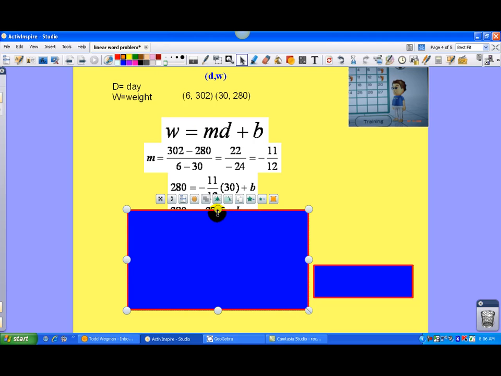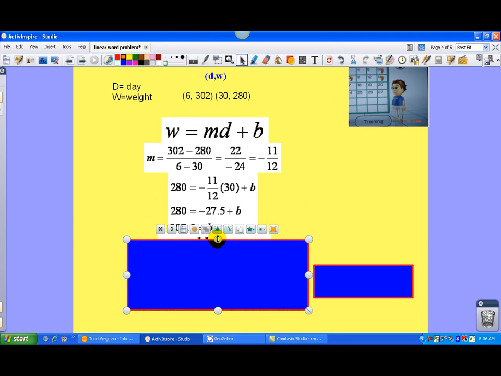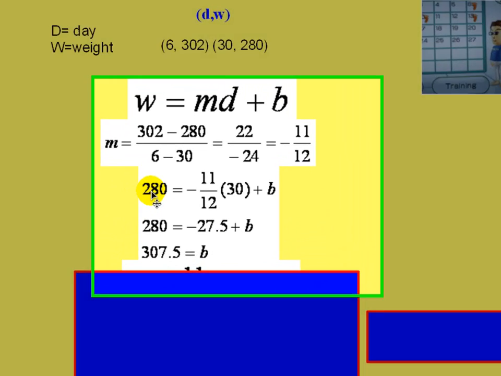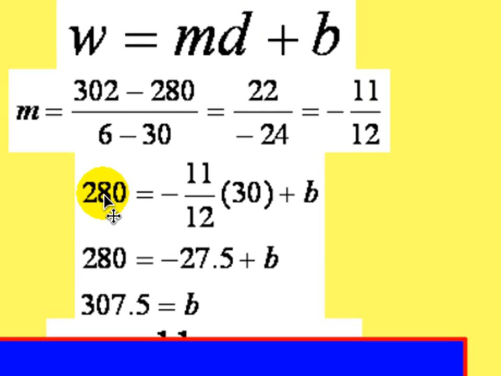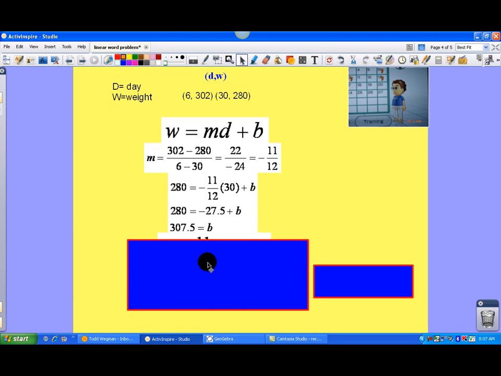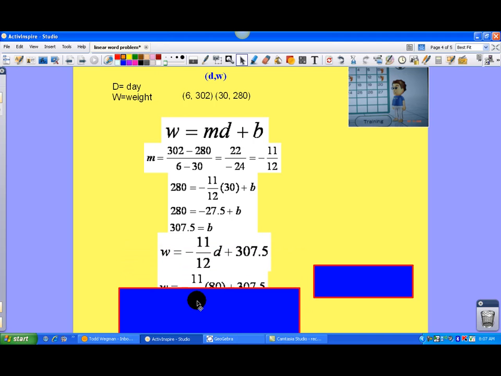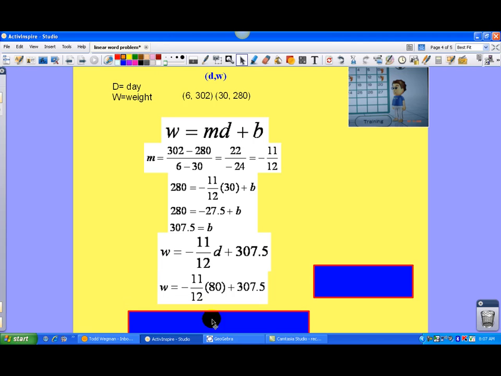I just happen to use the (30, 280), and I substitute into our equation where I replaced the w with the 280. I replaced the d, or the x value, with 30, and then here was our slope. We found that our slope was negative 11 over 12. And then once we have this, we just need to solve for b. Once we know b, we really know the y-intercept then. And so we put everything together, and here's our equation.